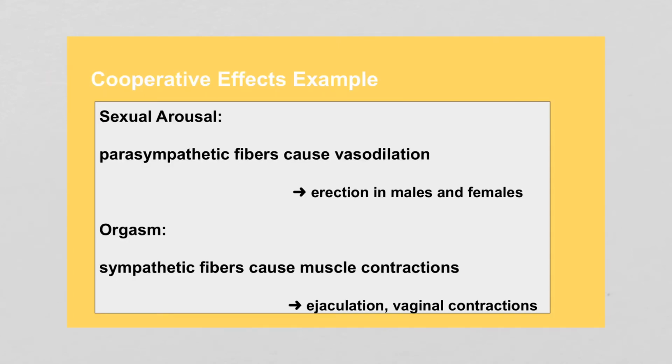For instance, sexual arousal is controlled by the parasympathetic fibers, while orgasm is controlled by sympathetic fibers. The parasympathetic fibers cause vasodilation, which leads to erection in both males and females, and the sympathetic fibers cause muscle contractions, which lead to ejaculation and the waves of vaginal contraction that come with orgasm. At no point is one of these divisions fully shut off. We would not survive without both of these divisions doing their jobs.